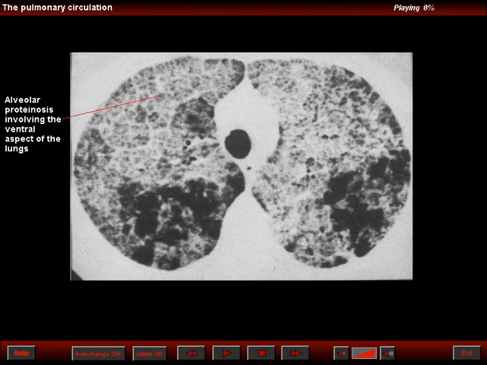Another patient with alveolar proteinosis in the supine position, one can see that the disease is diffusely involving the ventral portion of the lung, which is the opposite of pulmonary edema, which tends to accumulate in the dependent part of the lung. Note the integrity of the pulmonary vasculature, and note that the vessels are not engorged.